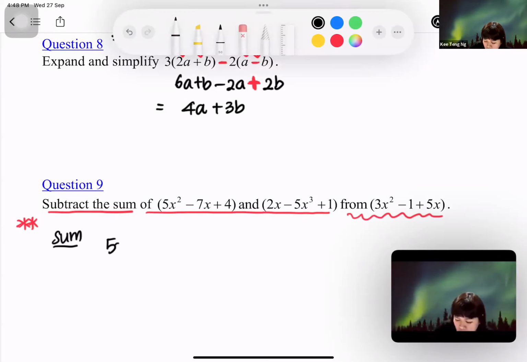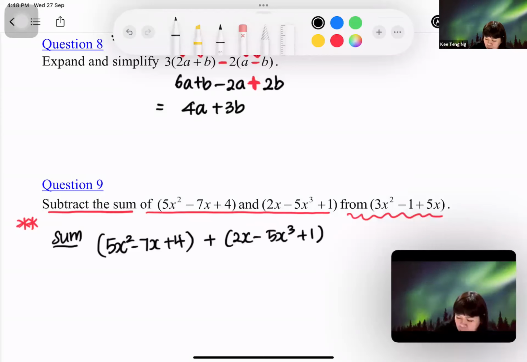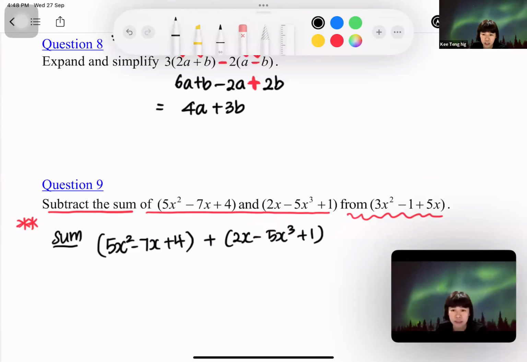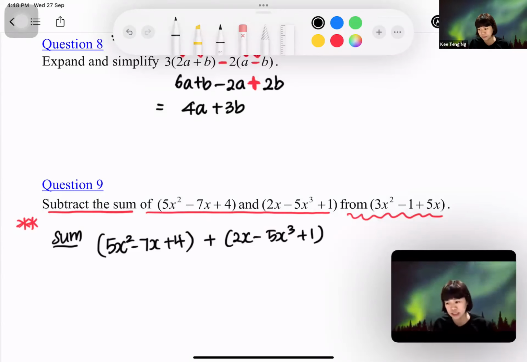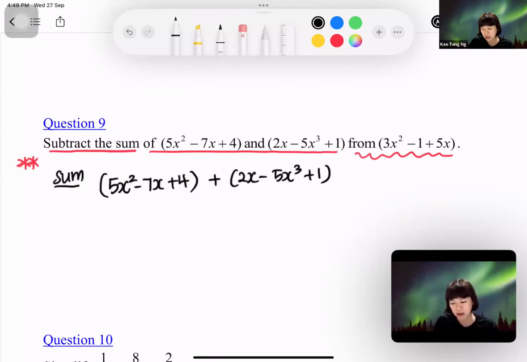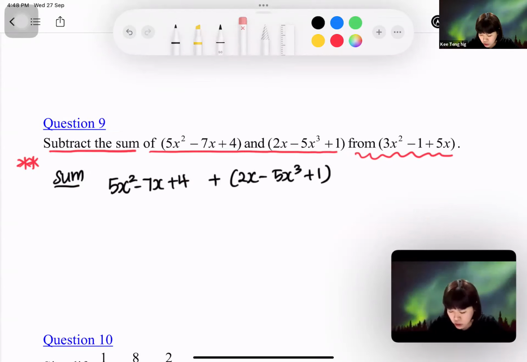Sum of 5x squared minus 7x plus 4, added to 2x minus 5x cubed plus 1. When we do addition, will there be any change in sign? No, right? Okay, let me ask the next person after Hazwa. Okay, Ian. Since it's addition, there is no change in sign.